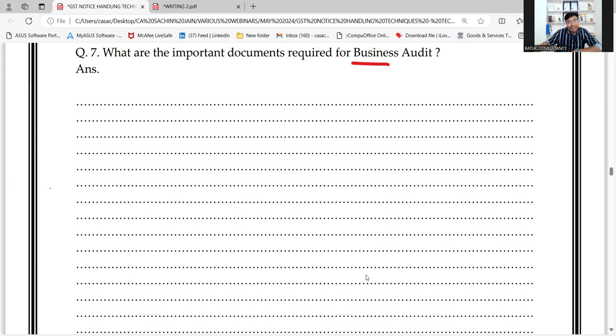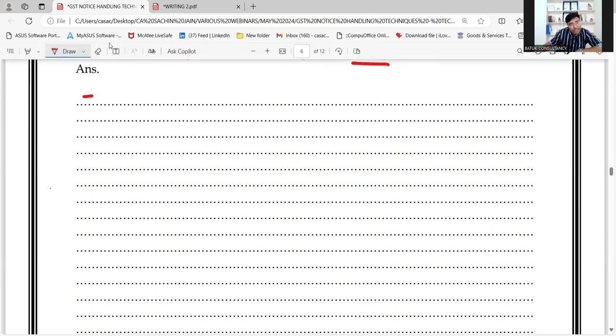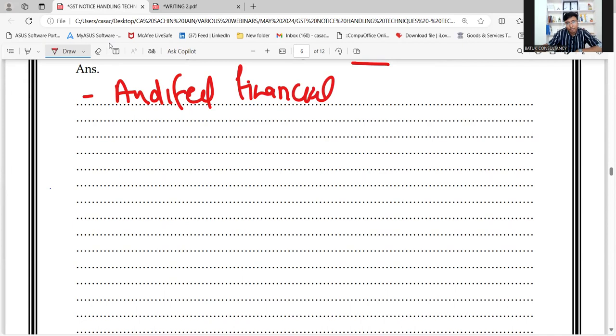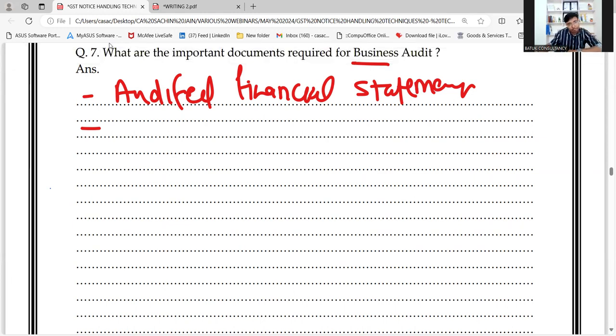So the point is that related to the business audit, they will issue the ADT 01 and they will give us minimum 15 days time for the submission of the document. So first document is your audited financial statement. The second document which should be part of your notice will be GSTR 9 and 9C. Third thing which you need to ready with you is your expenditure ledger.